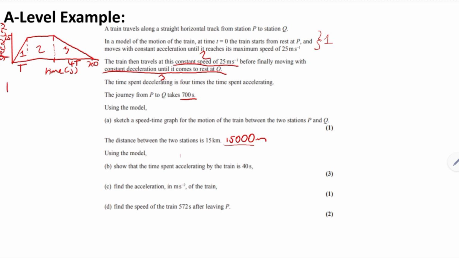For part 1, we can just do a half multiplied by 25 multiplied by t. And that will be 12.5t, as part 1 is a triangle, so we have to add the half in.